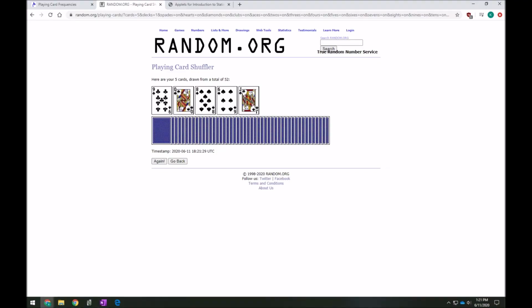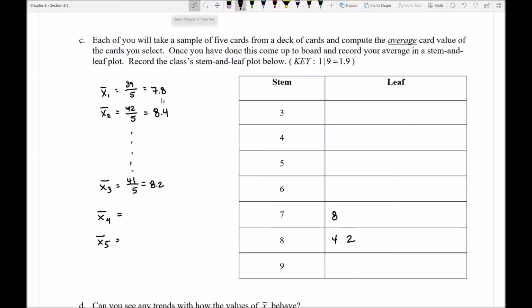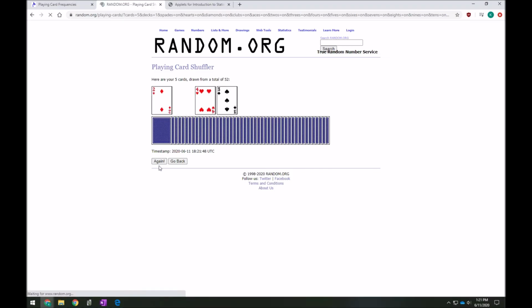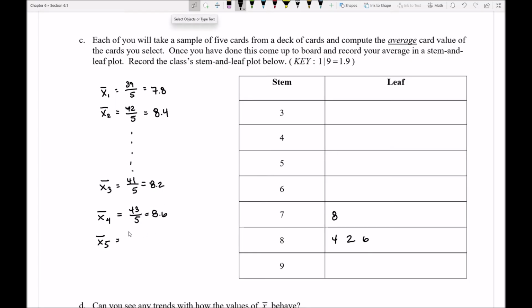Here I can get 10, 20, 26, 34, 43. So this time I got 43 out of 5. That's a value of 8.6. So I'm going to write 8.6. Last time here, let's see, this time, ooh, it looks like I might have gotten a low one. So I have 9. 9 and 4 is 13, 16. This time I got 21. 21 out of 5. That's going to be 4.2.